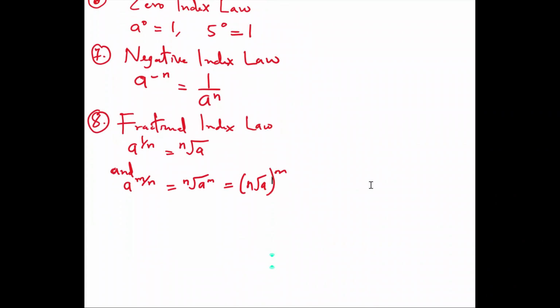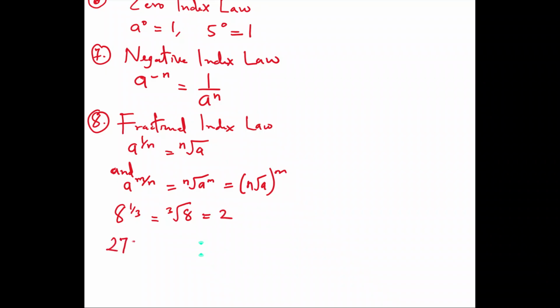For example, if we have 8 raised to power 1 over 3, it's just asking for the cube root of 8. We don't need to write the 1 here because it doesn't make any difference. So the cube root of 8, we know, is 2.